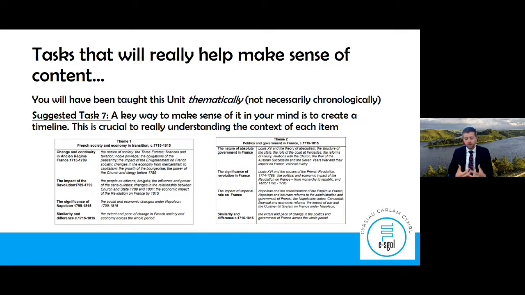Now, as I said, this PowerPoint will be emailed out to you, and so you'll be able to directly apply these different tasks. You'll be able to directly apply it to your specific unit, your specific option, and use it then as a tool to help you.